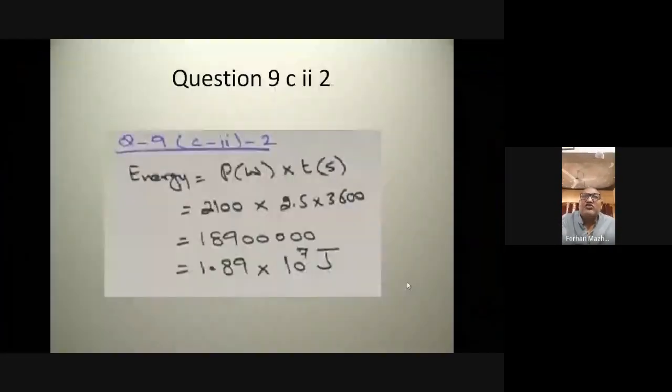So now on your screen that thing is showing. So the question number 9C, second part, energy is equal to power multiplied by time, but this time the power will be taken in watts, the time will be taken in seconds. So 2100 watt multiplied by 2.5 multiplied by 3600 and the final answer will be 1.89 × 10^7 joules.